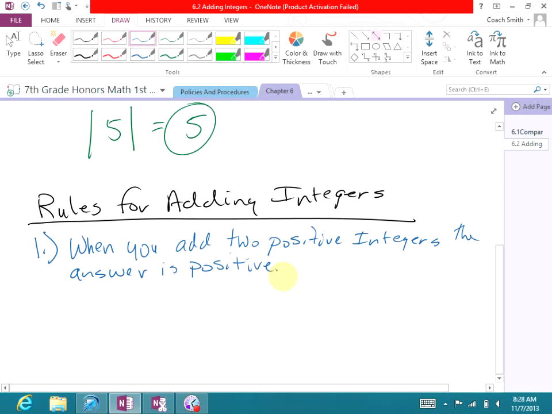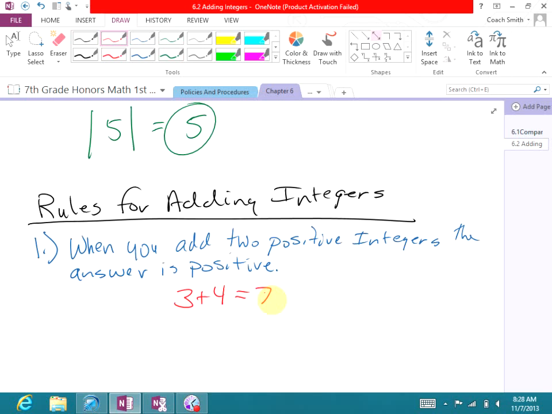Okay, when you add two positive integers, the answer is positive. Okay, this is what you've been doing, basically since kindergarten. If we have 3 plus 4, 3 plus 4 is obviously 7. Okay, we don't put a positive sign with the 7. The only sign that we actually put with the numbers is the negative sign.